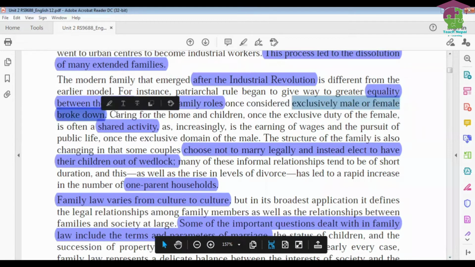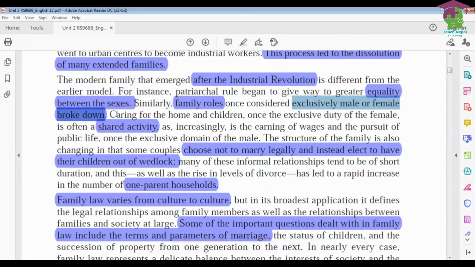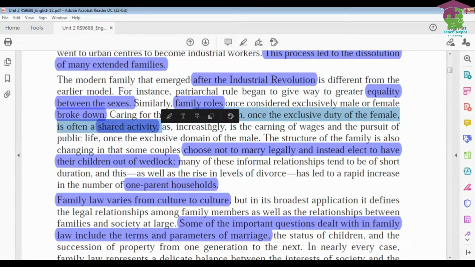When you go, earlier it used to be that only the male or only the female was the head, or only one had power, but that is now equal, right? Caring for the home and children, once the exclusive duty of the female, is often a shared activity. Both women and men started doing this, right? So this is how the family structure was changed.